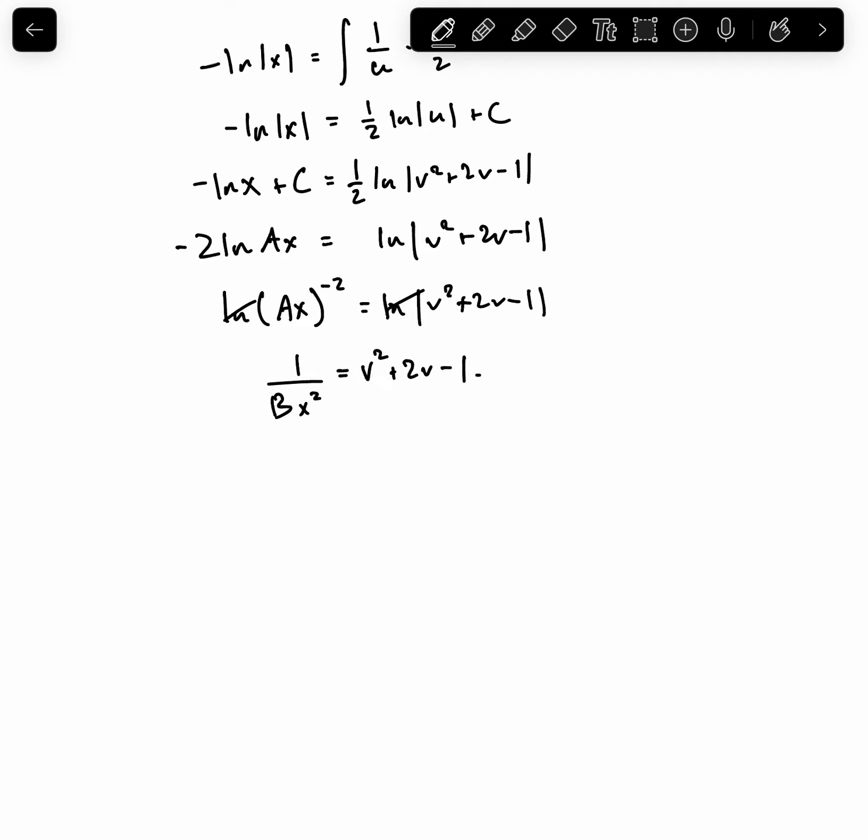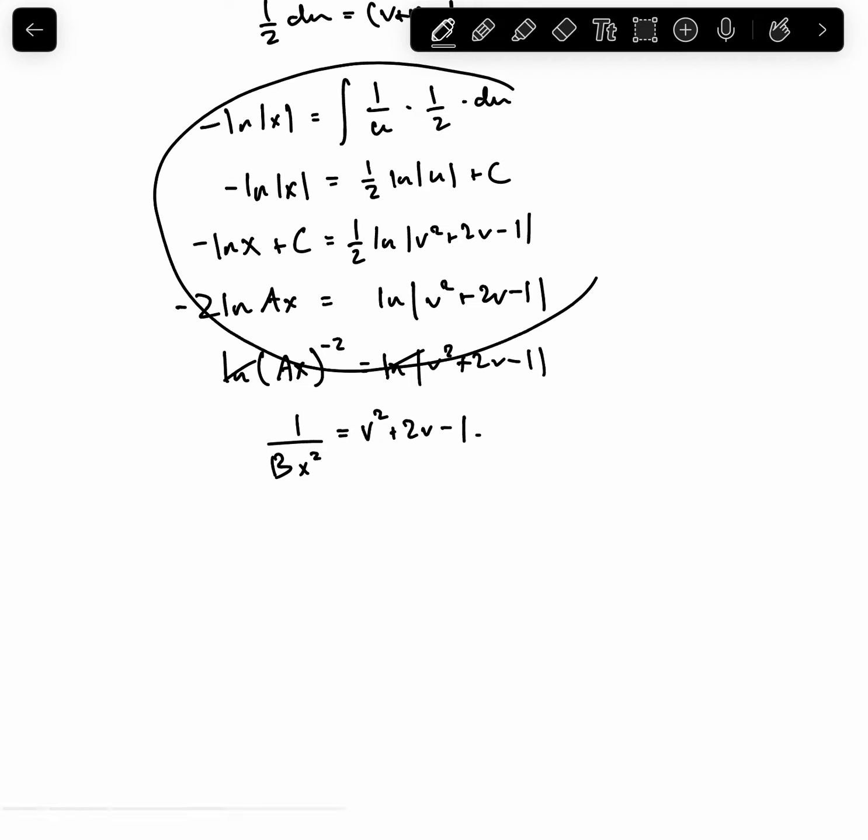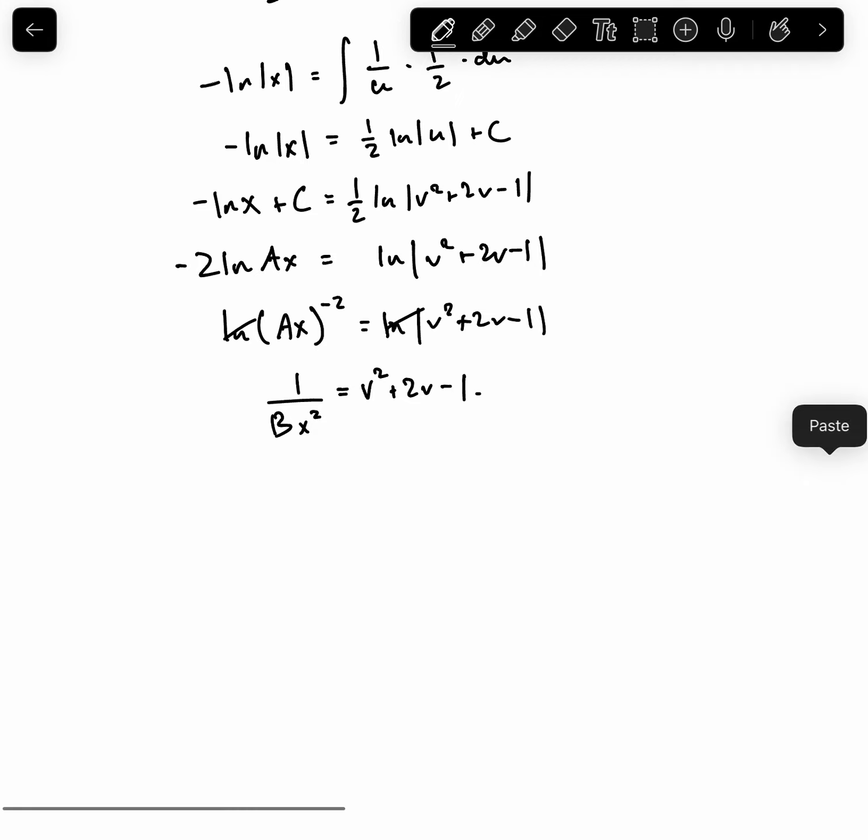So another important point to note is you don't need to perform the same operations on the constant unless they can change the value of the constant, right? Or where the constant is. Like I can't do all these steps with that constant and add a constant at the end. The constant could be what multiplies another term or function. So 1 by bx squared is equal to v squared plus 2v minus 1.